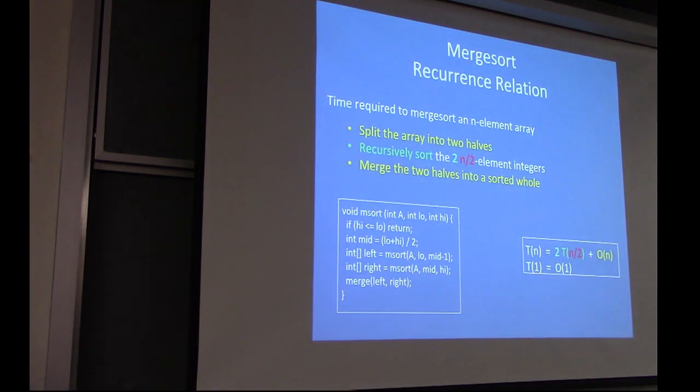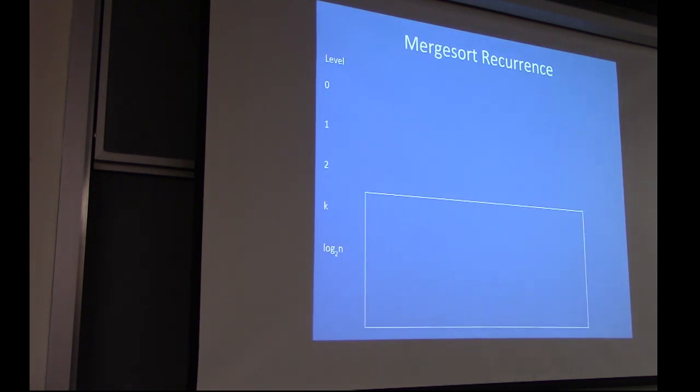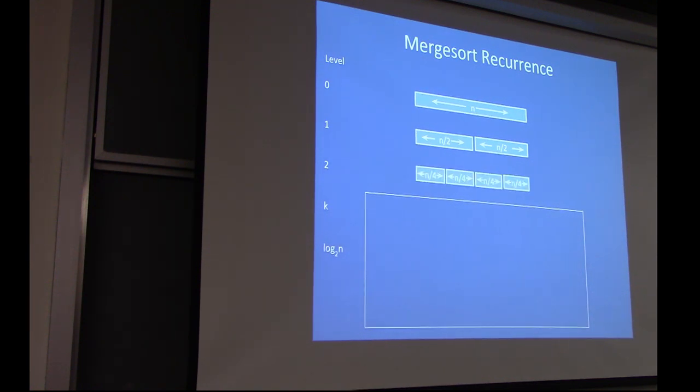All right, so there's our recurrence. Now, let's think about this. You're sorting an array of size n. At the next level, how many arrays are you sorting? How big are they? 2, half the size. The next level? 4, a quarter the size. So if we start talking about the work, how much work is done at the top level? Linear. Basically the cost of the merge.